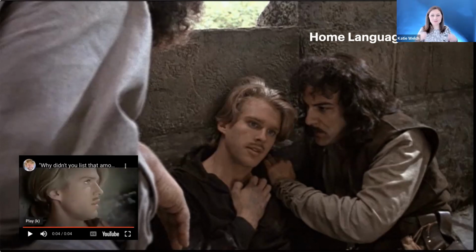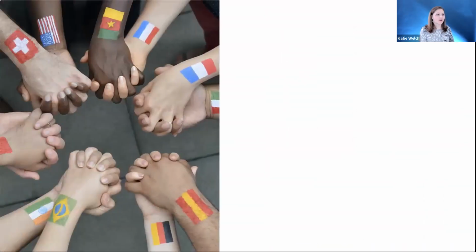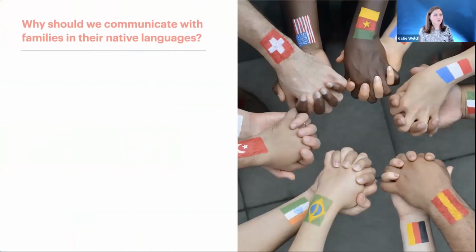And so sometimes we don't see something that's right in front of us as an asset. That happens a lot of times with home languages, that we don't see the value that they have. And so part of what we need to be communicating to teachers and to families and to all stakeholders that are involved in the parent communication process is that there are strong reasons for why we should be communicating with families in their home languages.